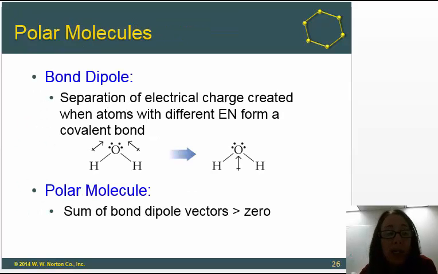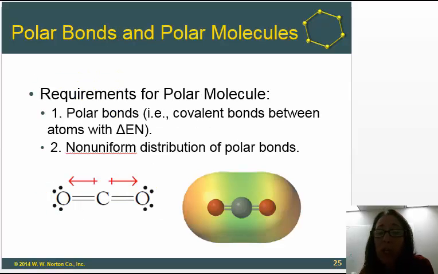Now, one of the things that I want to make clear is there's a difference between bond polarity, or a bond dipole, and molecule polarity, or molecule dipole. So let's take a look at carbon dioxide. Oxygen has a higher electronegativity than carbon, and carbon and oxygen form a very polar bond. Oxygen is more electronegative, so there's a partial negative charge on each oxygen. Oxygen pulls those bonding electrons toward itself and forms a partial negative charge.